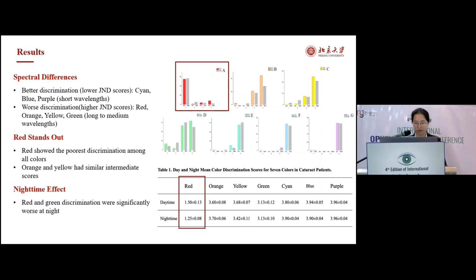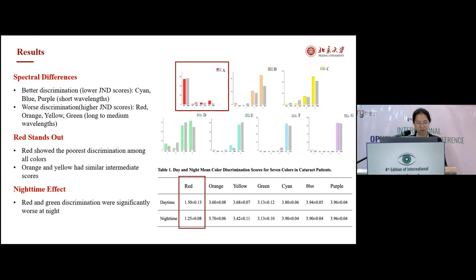Interestingly, short-wave discrimination, cyan, blue, and purple, remained relatively stable under nighttime conditions, likely due to the contribution of rod photoreceptors, which have peak sensitivity in the blue and green range.